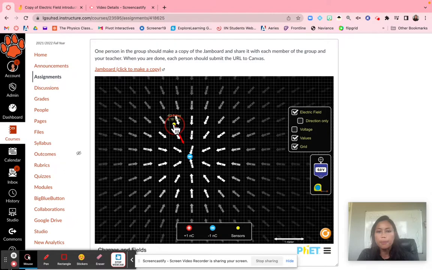So you're going to play around with these charges. Always go back to your understanding of how charges interact. It's going to ask you to include multiple charges. So when you include multiple charges, the field's a little more complex.